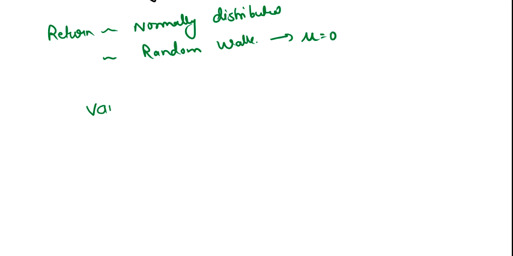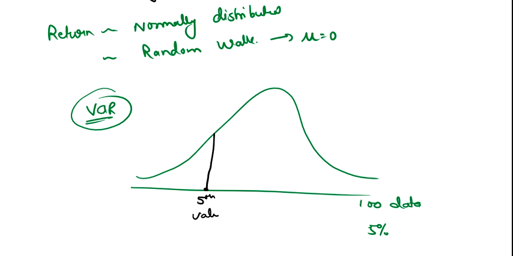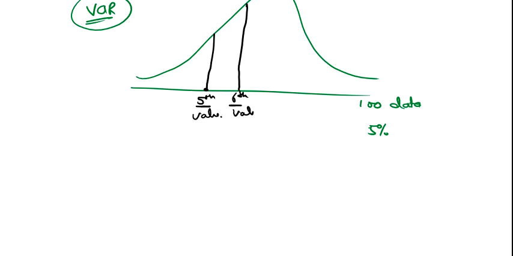Now one more important point with respect to VAR which I want to discuss with you. Suppose we have 100 data points and I want to find out 5% VAR. Till now I have told you to take the fifth value. But there is another point which says it is better to take the average of the fifth value and the sixth value. So there are two possible answers for the calculation of VAR: either the fifth value, or the average of the fifth value and the sixth value.